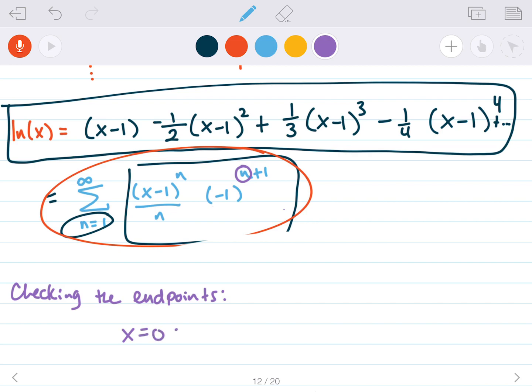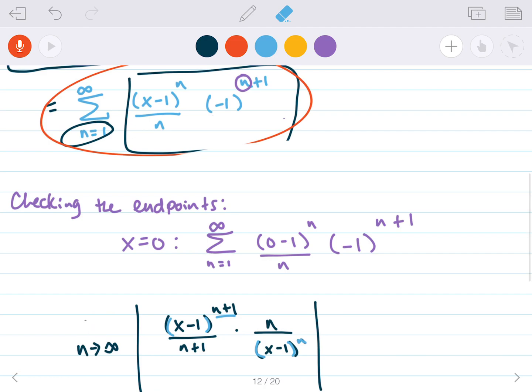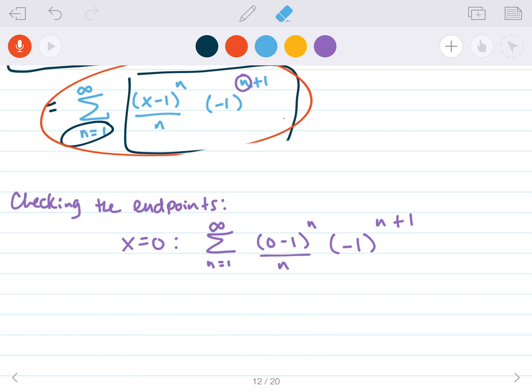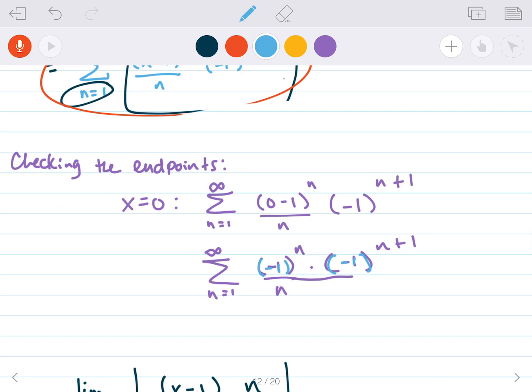When x equals 0, I'm simply plugging 0 into this series for x. So we're going from n equals 1 to infinity of 0 minus 1 to the n over n times negative 1 to the n plus 1. Let's clean it up. So this is going to be negative 1 to the n over n times negative 1 to the n plus 1. Well, what happens when I multiply the same base? I keep the base, negative 1, and I add the exponents, n plus 1. So let's do that.